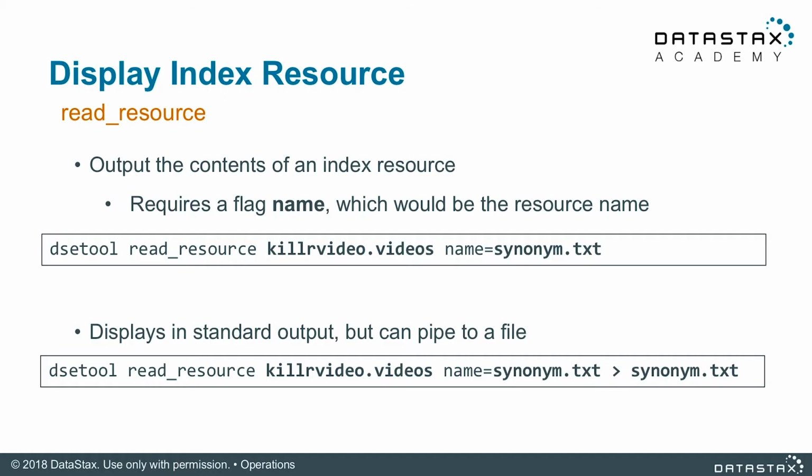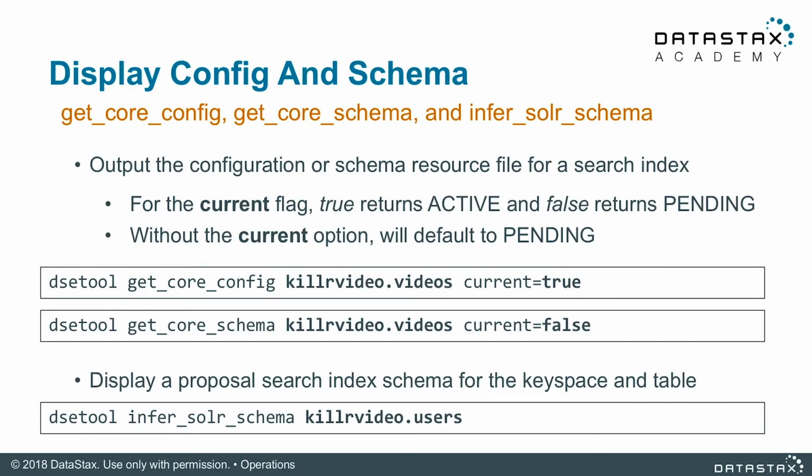The read resource command is our way to retrieve the contents of a resource from the database. You can specify the search index name and name of the resource you want to read in the name parameter, and the contents will be displayed to the standard output, like the first example that you see here. You can also save the contents of the resource into a file by piping the output to a file, like in the second example.